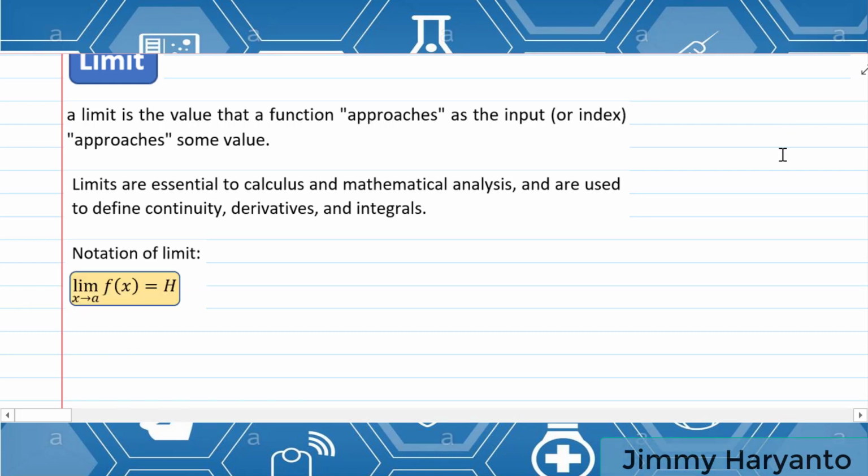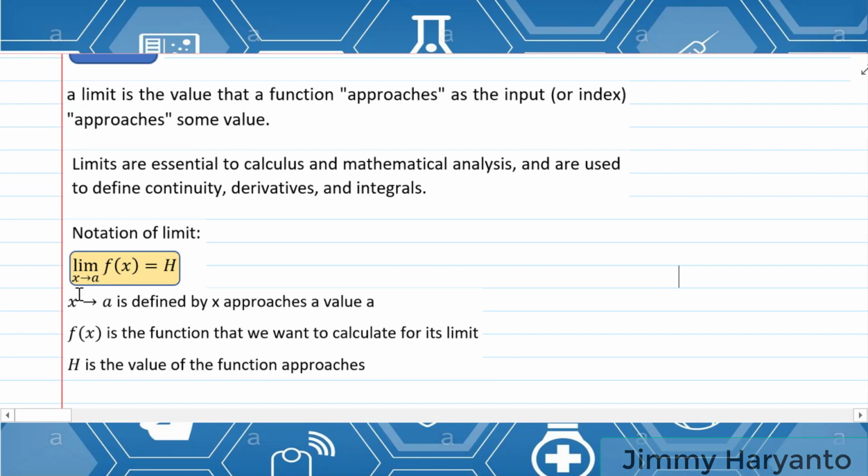Notation of limit. Limit is abbreviated as lim, and then x approaching a, this is called x approaching a, and then f(x) equals h. h is the value the function approaches. Next, x → a is defined as x approaches a. f(x) is the function that we want to calculate the limit for, and h is the value the function approaches. Okay, next.